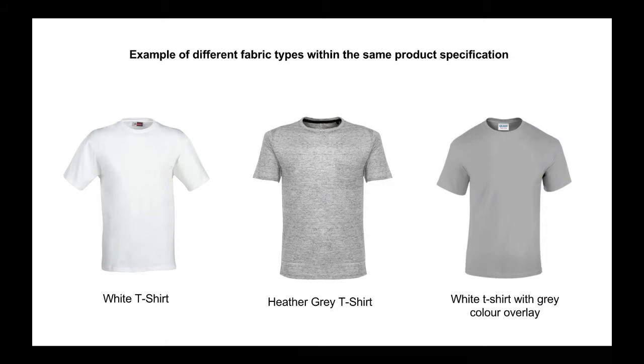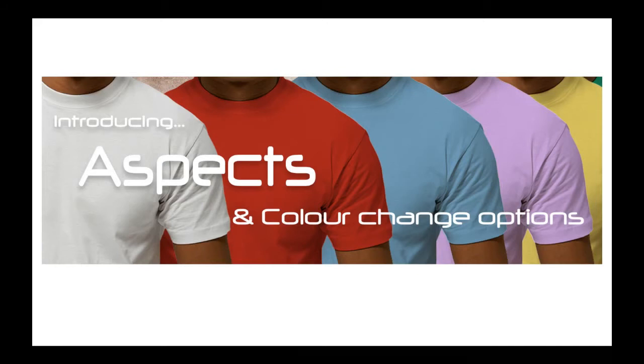So we have a particular method for dealing with situations like this, or if just a flat grey was available, then the image on the right is a white t-shirt with a simple grey colour overlay applied to it. So I'll go into this in a bit more detail, but this is the principle of two different types of colour change options that we have built into the platform. So these are called aspects and also standard colour change options. So I'll go into those in a little bit more detail now.